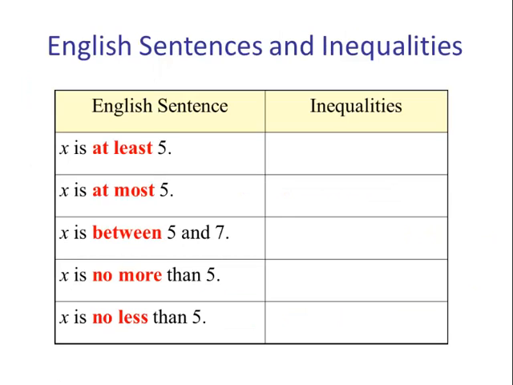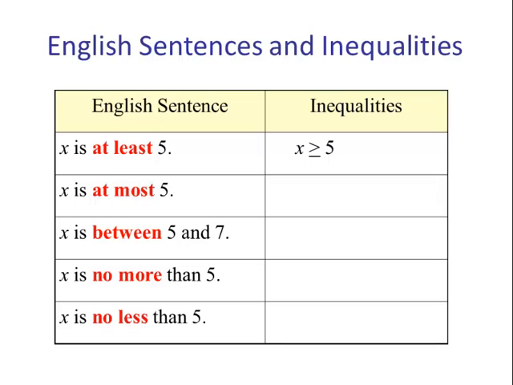English sentences and inequalities. X is at least 5. This is tricky because in inequalities this means x is greater than or equal to 5. An example you can think of to remind you of this would be you must be at least 16 to drive a car. That means you can drive it at 16, you can drive it at 17, and any age beyond 16. But you can't drive a car if you are less than 16.